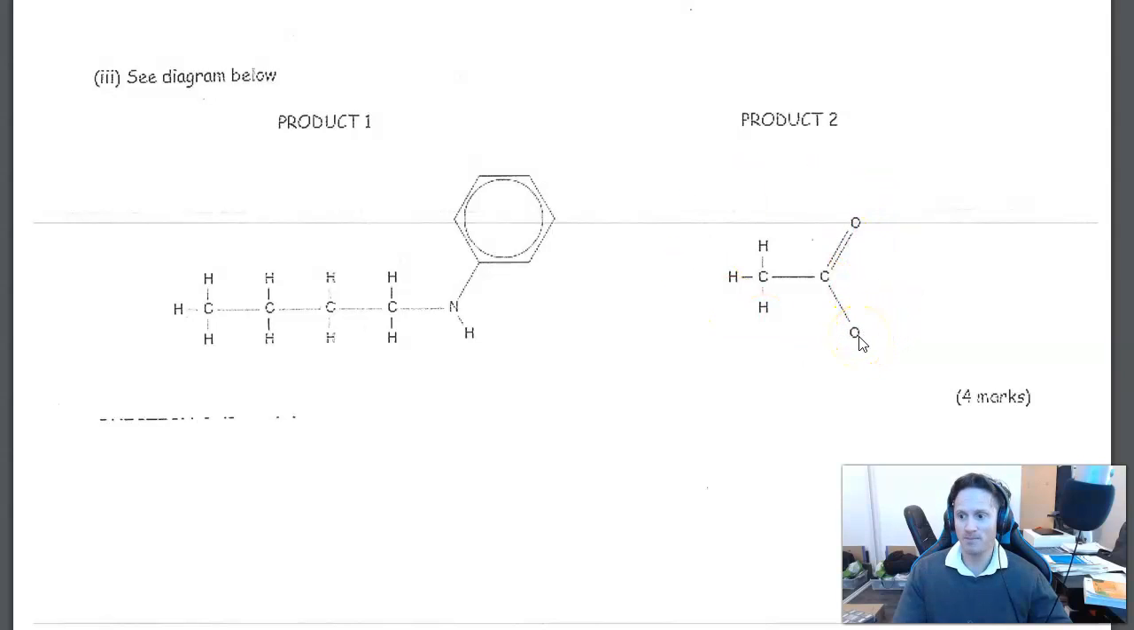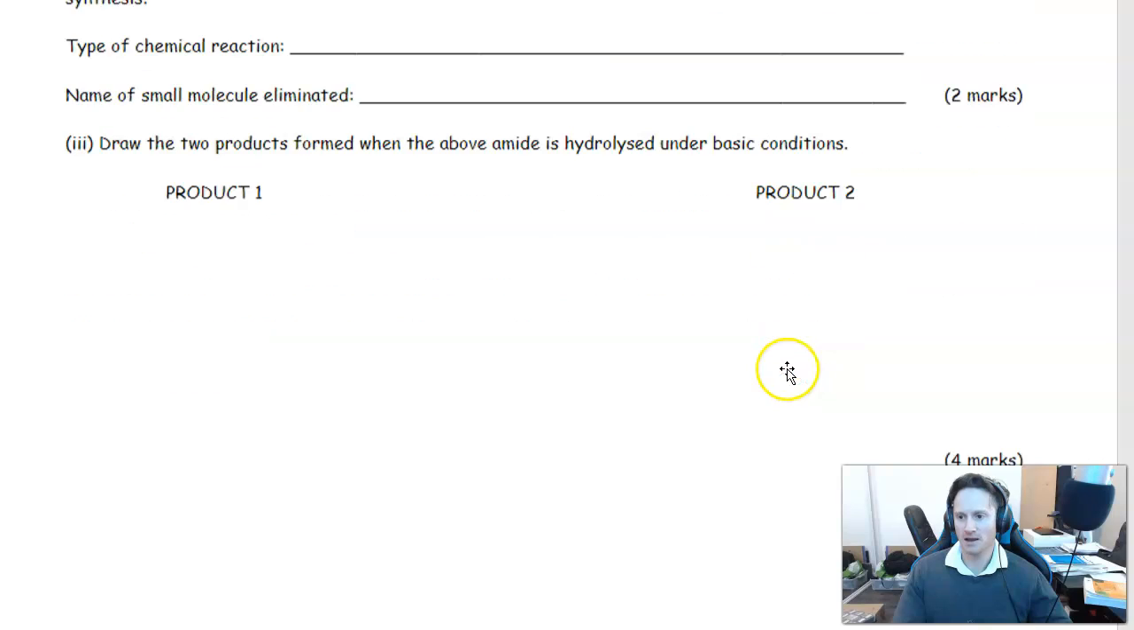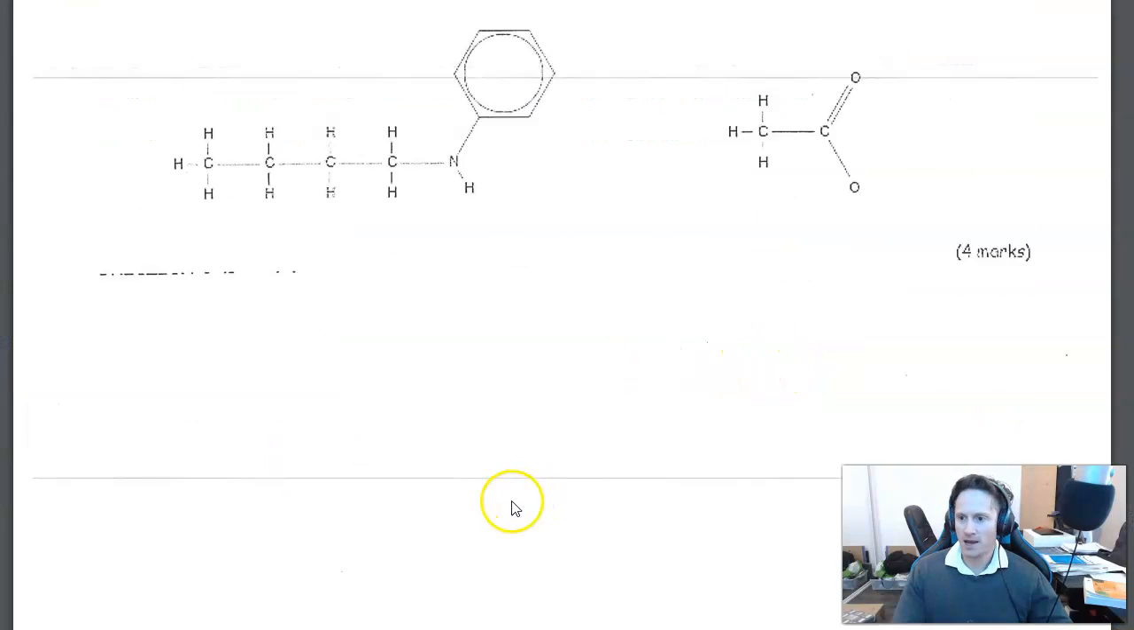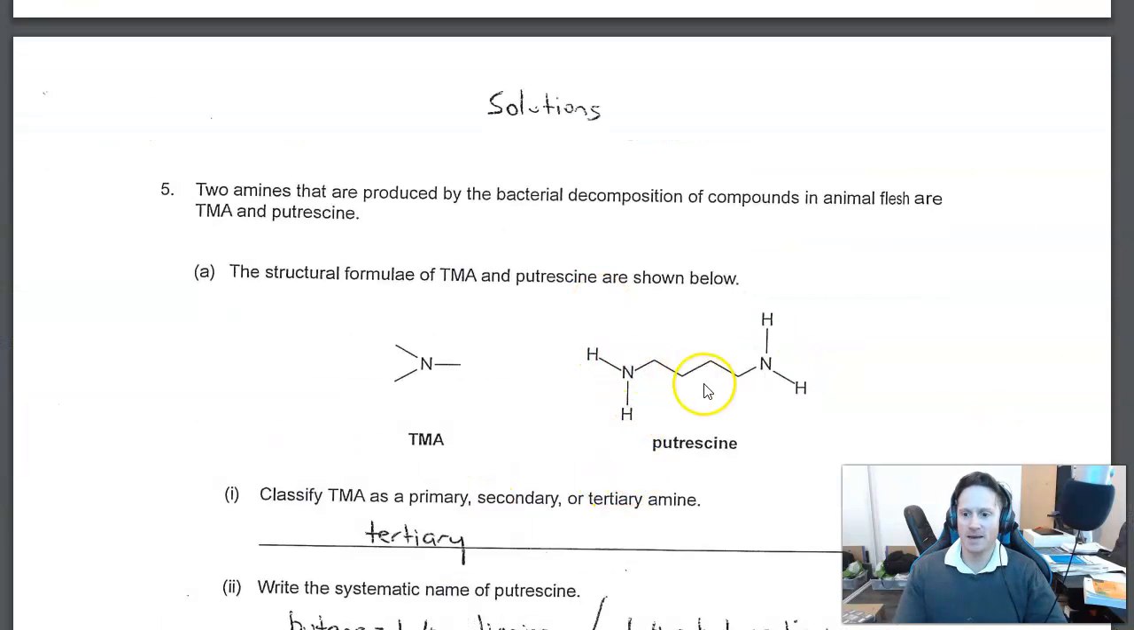That's not going to be there because in basic conditions, this acidic hydrogen will be donated to the hydroxide ions that are present in basic conditions. So basically what you're going to get is a carboxylate ion. That should have a negative charge on there. It just doesn't show very well when I photocopied this. So that's a carboxylate ion. Finished off there. Okay, so this is the exam question.